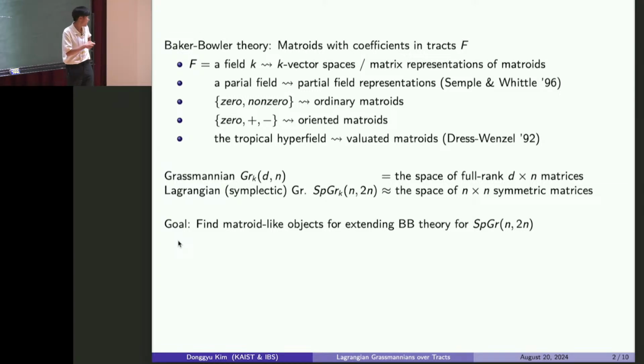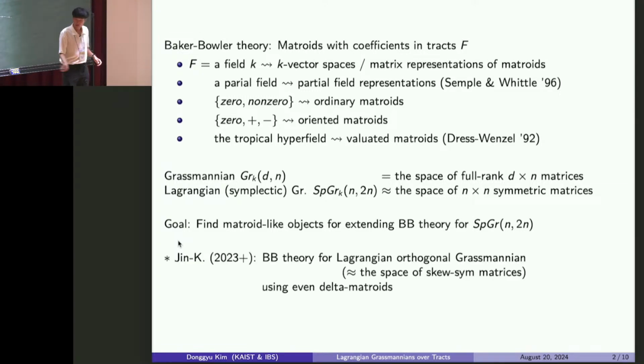One remark is that Dongjin and I already extended this theory for the space of skew-symmetric matrices in terms of the even delta-matroid. So you may wonder that for the symmetric matrix, you may consider the delta-matroid. However, there is one shortcoming of the delta-matroid: it does not have the strong basis exchange axiom, which is very crucial in this theory.